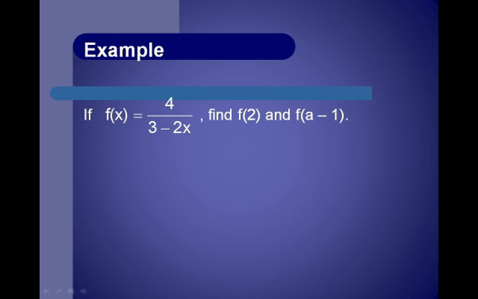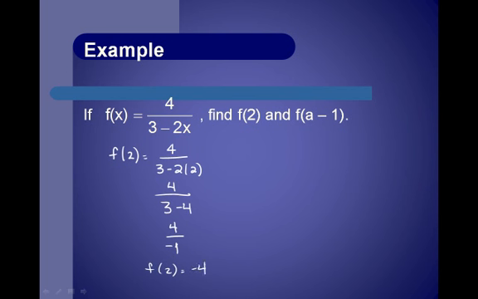Let's try another one. If f of x is 4 over 3 minus 2x, find f of 2 and f of a minus 1. Well, f of 2 is exactly what we've been doing. Go into the function. Everywhere we had an x, plug in 2. So we get 4 over 3 minus 4, which would be 4 over negative 1. So f of 2 is negative 4.